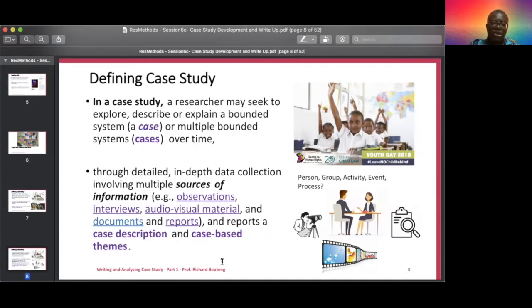A case study requires you to carry out an investigation to develop a detailed description, exploration, or explanation of a phenomenon, which may be derived from multiple sources of information: observations, interviews, audiovisual material, documents, public, private, and even sometimes archived documents and reports. It goes on to say that the particular case is then reported as a case description and case-based themes. So in a case study, before it is finished, you are supposed to see the description and then case-based themes. I'm going to explain what I'm saying there.